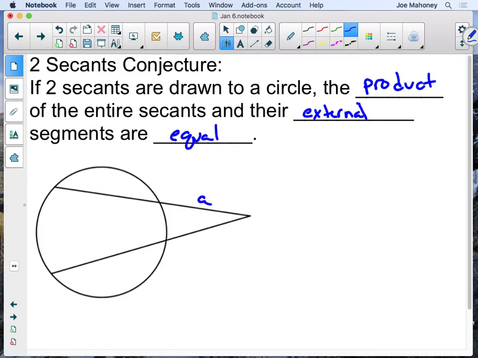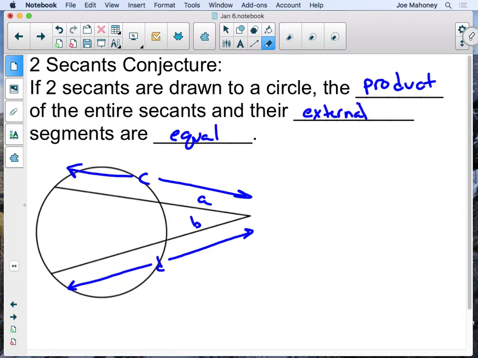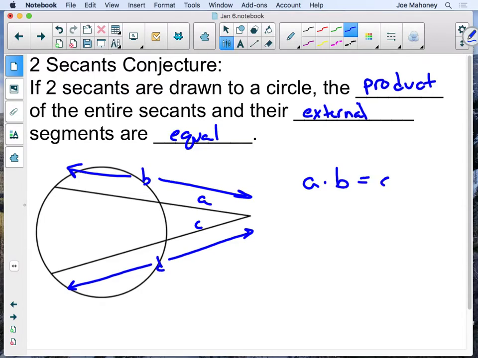Let's call this piece A and let's call this piece B. Let's call this whole length C maybe. And let's call this whole length D. And you can put the letters any way you want. I'm actually thinking I might just do this. I might call that B and that C just to go alphabetical. So it means that the whole thing times the outside is equal to the other whole thing times the other outside. A times B equals C times D.